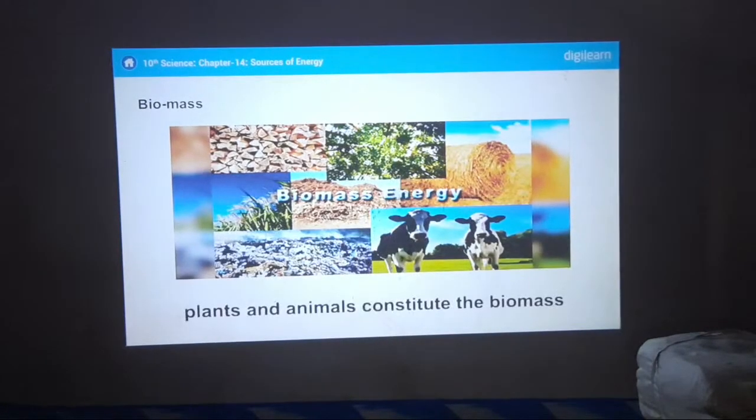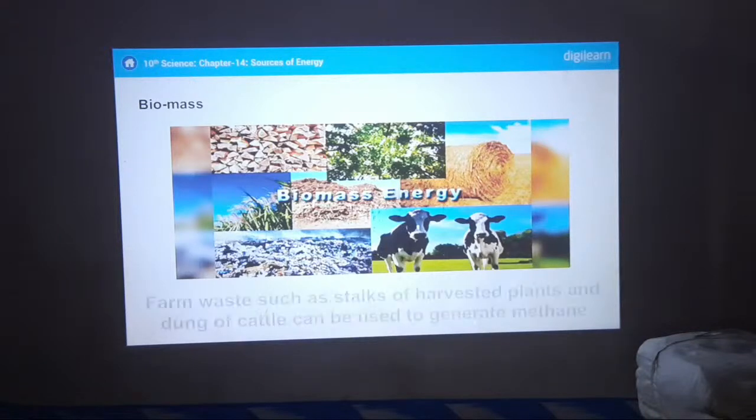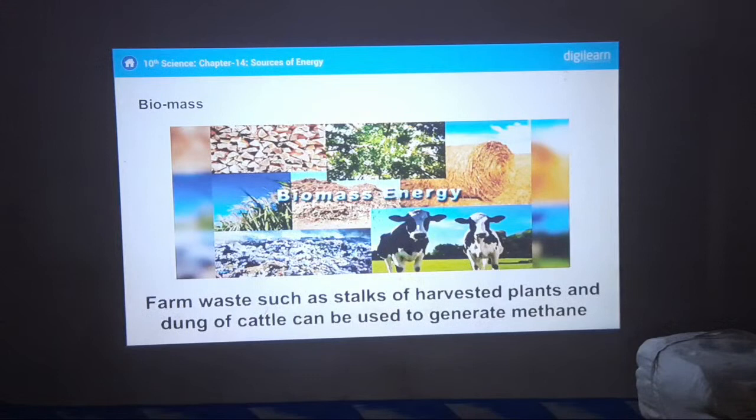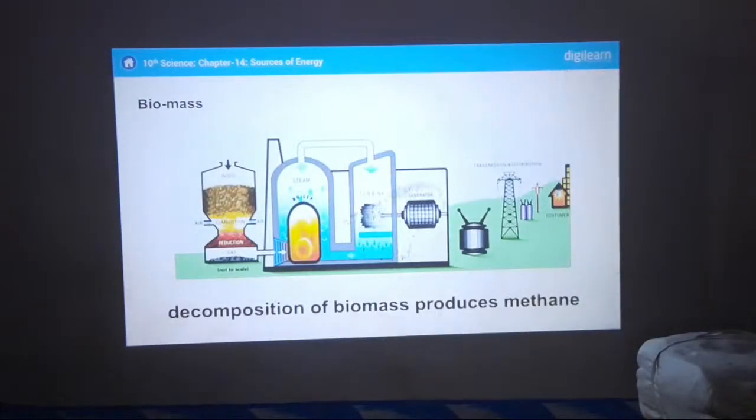Biomass. The plants and animals constitute the biomass. Firewood from plants is used as kitchen fuel. If a large number of trees can be planted, then a continuous supply of firewood can be ensured. Farm waste such as stalks of harvested plants and dung of cattle can be used to generate methane. The decomposition of biomass produces methane which can be channelized for useful purposes.